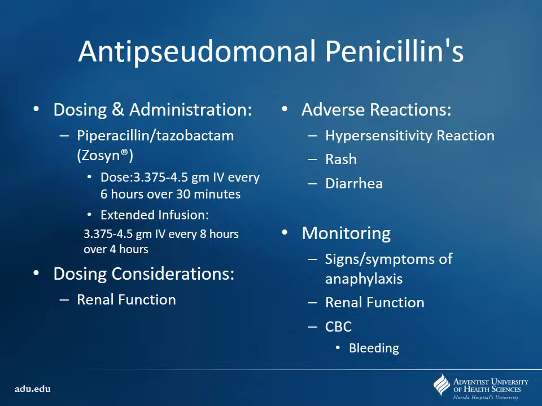Again, notice here, this one's given every 6 hours, again showing you that it's going to be a time-dependent killer. Again, renal function is going to be really important here. You do need to renally adjust for these. So you'll see sometimes the same dose being given every 12 hours, every 24 hours, depending on how bad their renal function is. And the monitoring, again, is going to be the very same as all your other penicillins.